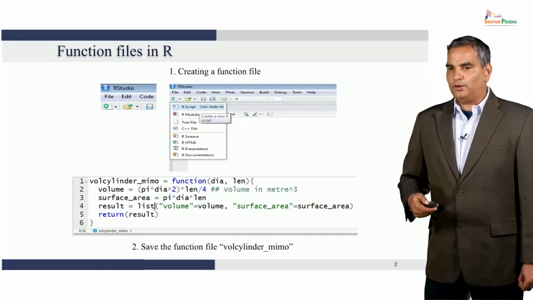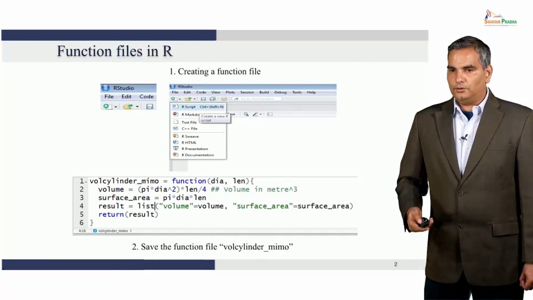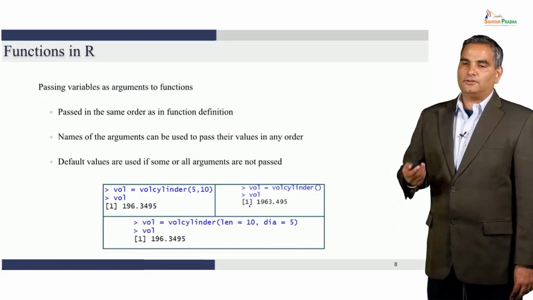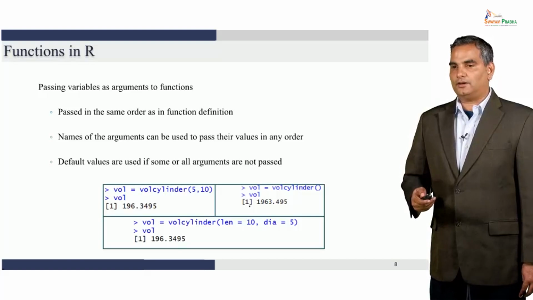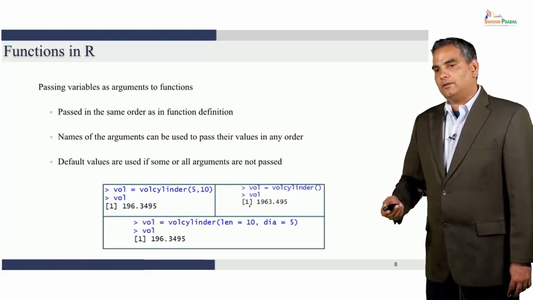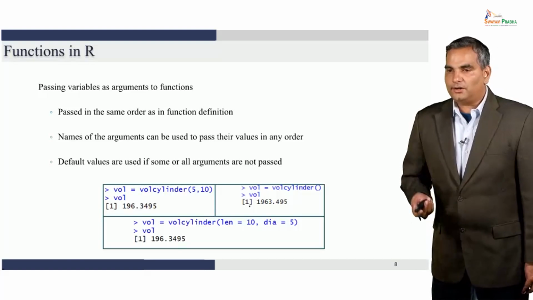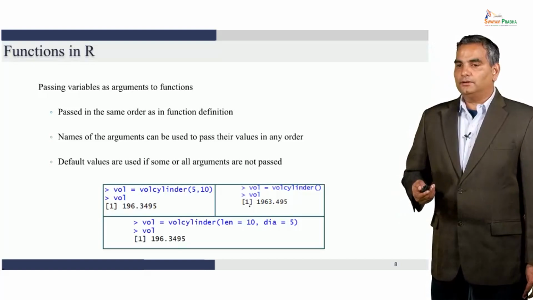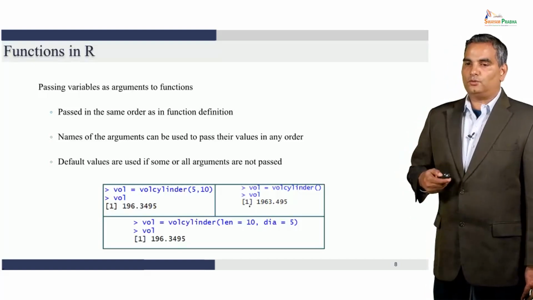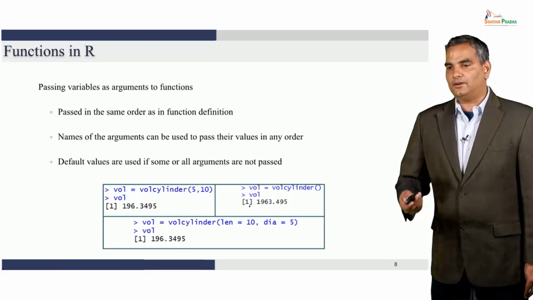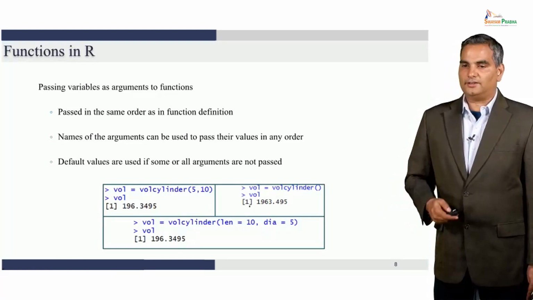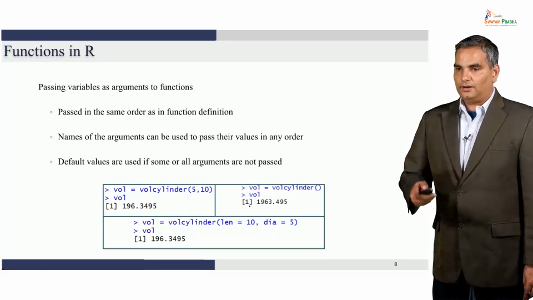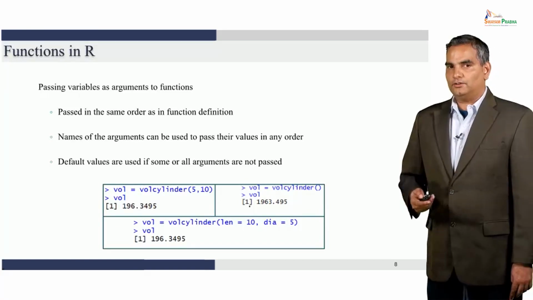Now since I can send only one output, I make a list called result, which is an identifier. Then it is going to automatically assume that the first argument is for the diameter and the second argument is for the length. Now if you actually wanted to pass the length as the first argument and diameter as the second argument, it is possible if you use the identifier to go with it. So this is what we show here. Volume is volume cylinder, length equal to 10, dia equal to 5, and you get the same result 196.3495, because though we have sent this in a different order, we have used the identifier with the argument to send it to the function file.